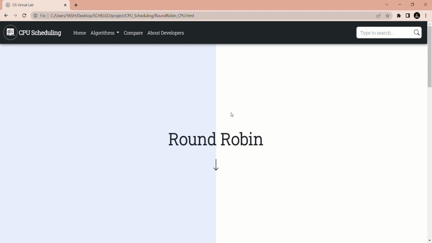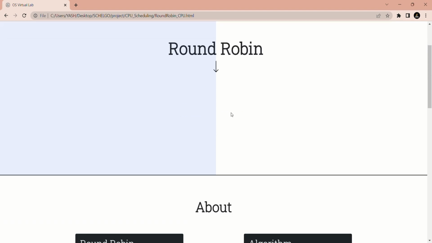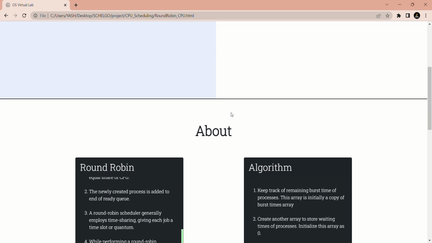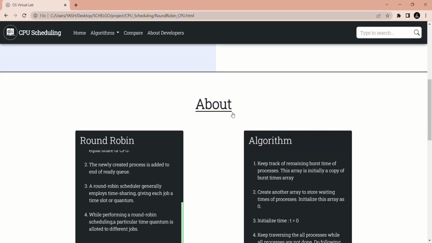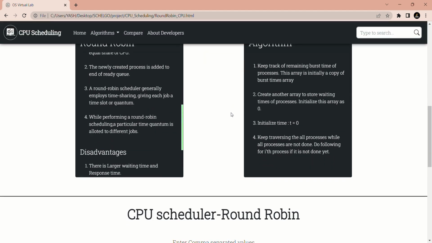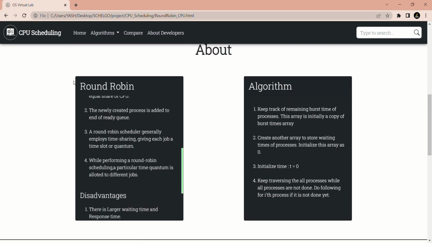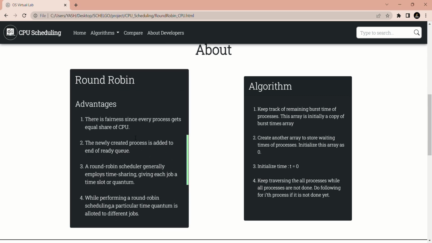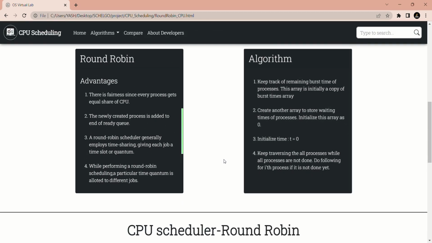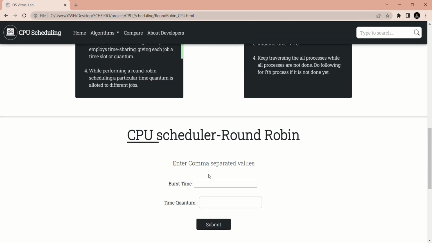So now our third project is round robin. Round robin is a scheduling algorithm which is preemptive, where each process is assigned a fixed time slot. As you can see on the website, we have information about round robin on this part and about the algorithm on the right side. Now if we take a practical example, let's take the burst time for processes to be 2, 3, 5, 6, and let the time quantum be 2. Time quantum is the minimum time that the CPU takes to execute a process.